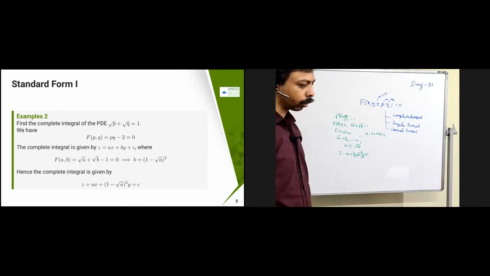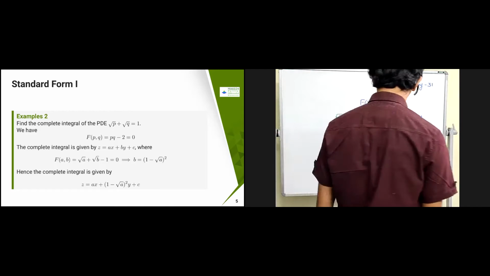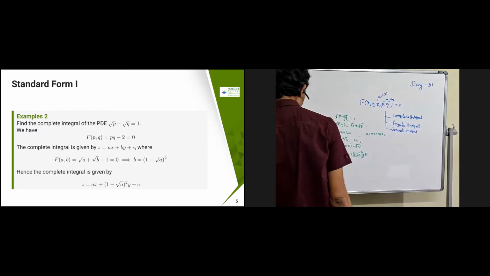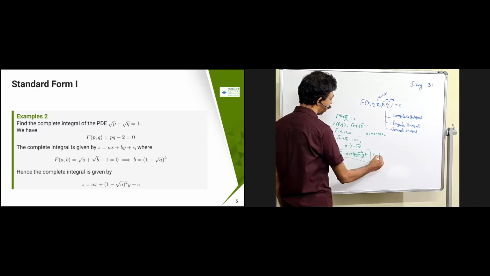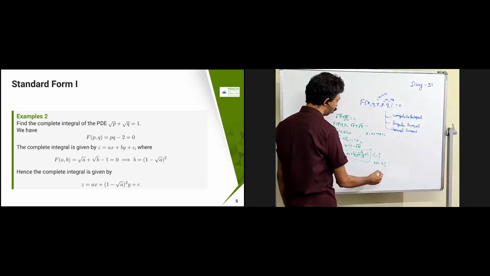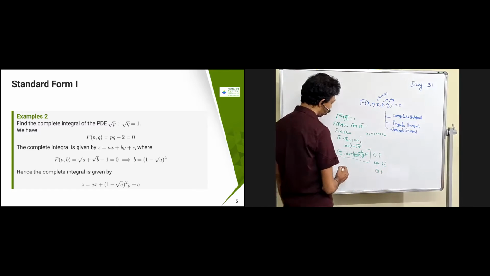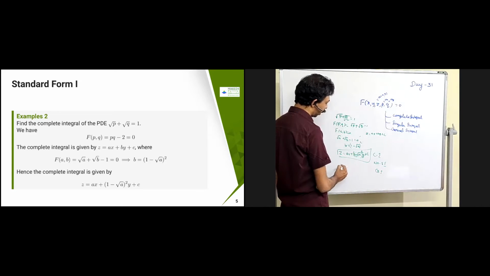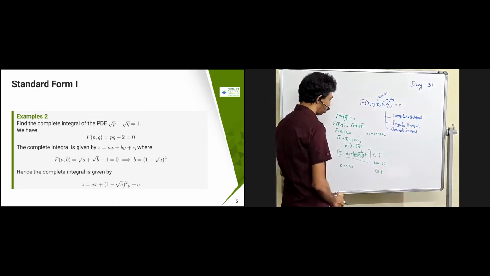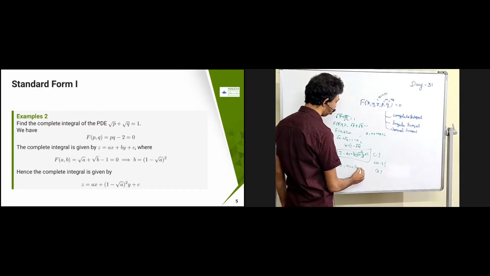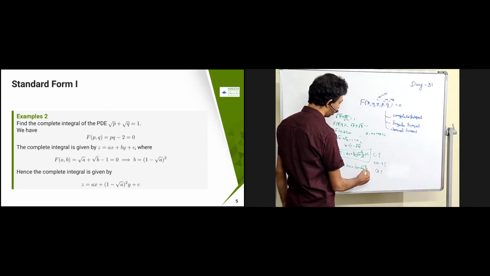Okay, so this is nothing but my complete integral. Once again, there is no singular integral. This is called the complete integral. For the general integral, you need to take z equal to ax plus (1 minus root of a) whole square y plus psi of a.